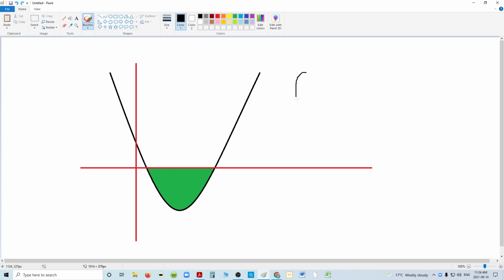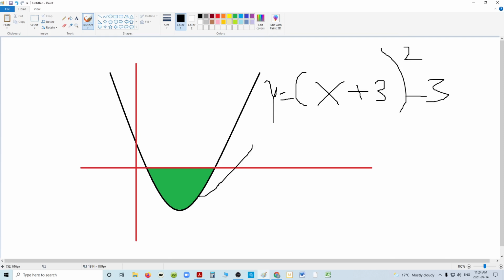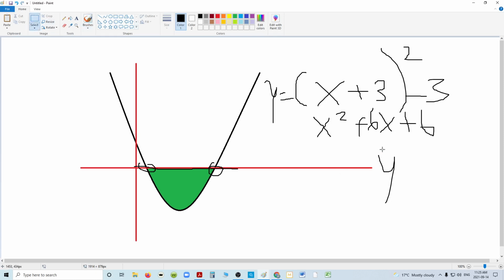So if you had a parabola, let's say y is equal to x plus 3 squared minus 3, to figure out what part of that is below 0, you would figure out the x-intercepts, because if it hits the x-axis, y is 0. So you essentially have to factor it. To factor it, you'd have to expand it. You get x squared plus 6x plus 9 minus 3, which would be plus 6. Then you'd realize, okay, it doesn't have a pure factor. You'd have to use the quadratic formula.